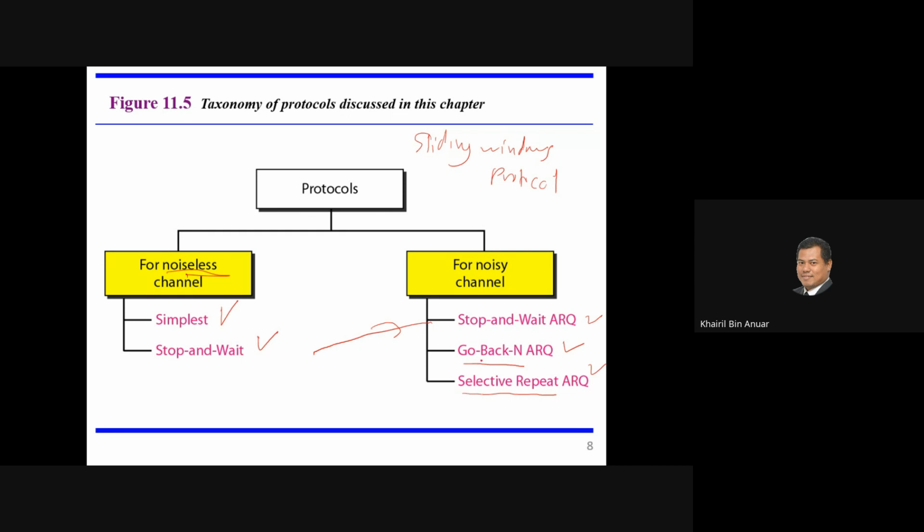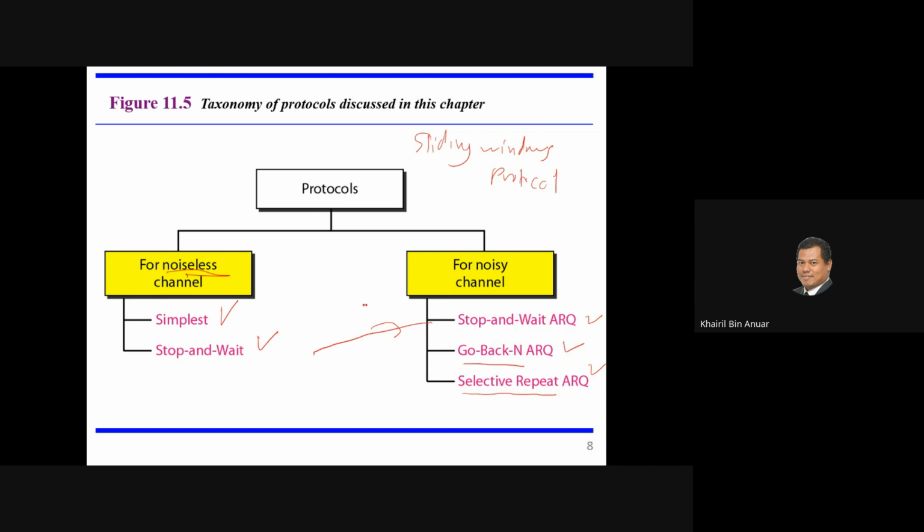So go back N means that later you'll see that with this one, if a packet has an error, it will send everything back. But with selective repeat, you only send those packets that were lost during the transmission. Okay, but we'll see that later on.